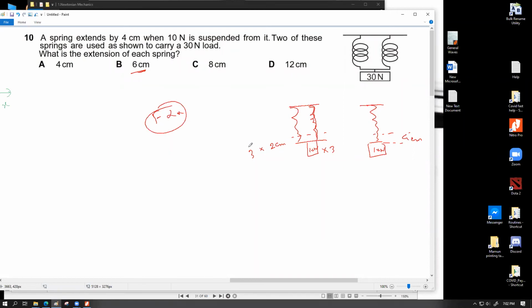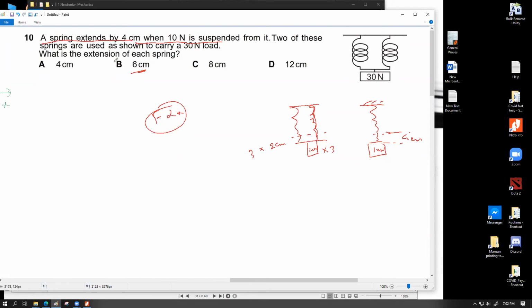Sir, could you explain this again? Sure. First, I'm trying to draw the scenario that is explained in this sentence. A spring extends by 4 centimeter when 10 Newton is suspended from it. So that's what I am drawing over here. One spring experiencing 10 Newton force having an extension of 4 centimeter. So I do this part. That's the conversion of this sentence into the figure.